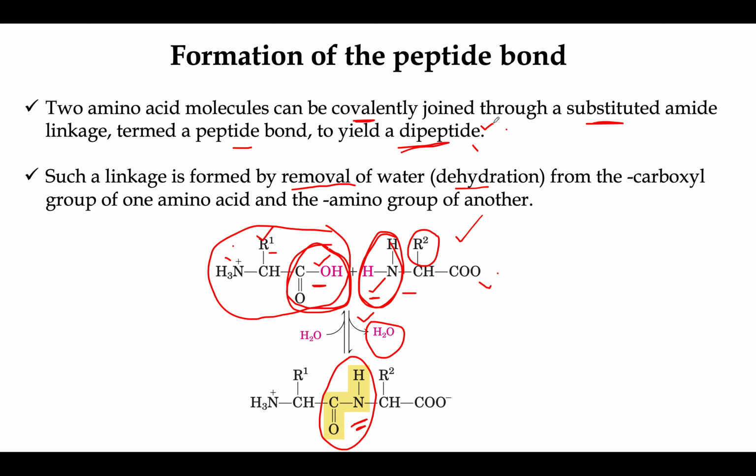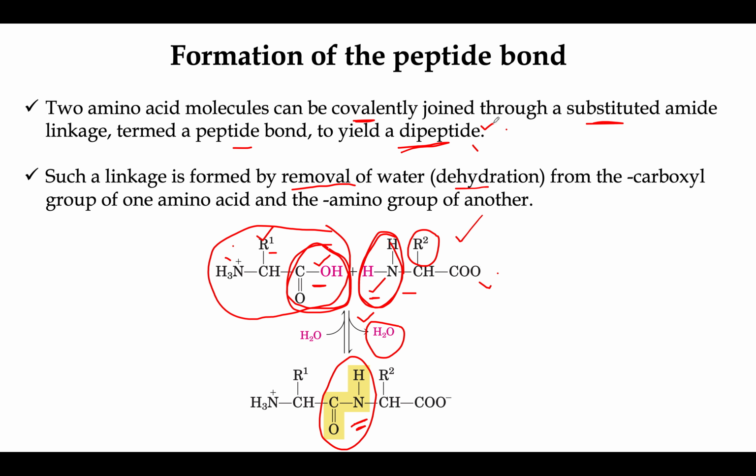Di meaning two. So in order to form a peptide bond, I will always require 2 amino acids. So the concept here is we can never have a monopeptide, because you cannot have a peptide bond formation with only one amino acid.